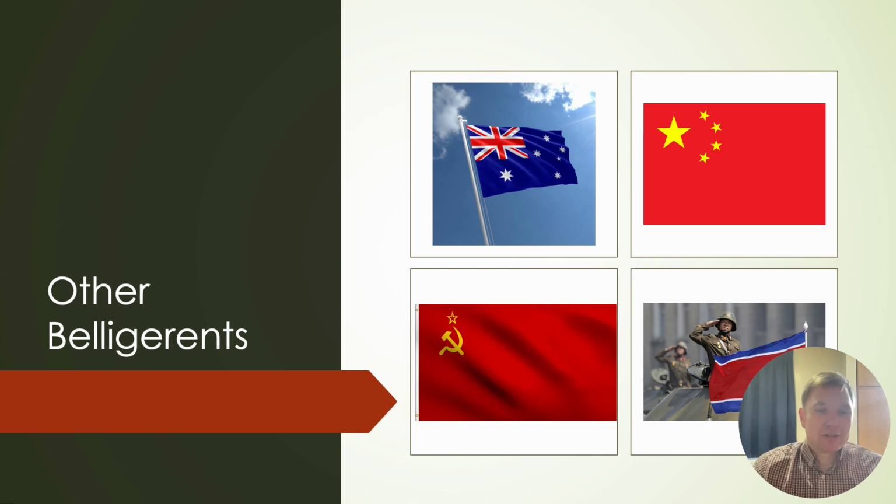It's always worth remembering there's not just the forces directly involved, there are other belligerents involved. So starting top left, you've got the Australians, who were a significant contributing factor to the Vietnam War, and ultimately the political will in Australia was no longer there, which is why they withdrew at an earlier stage than the United States.